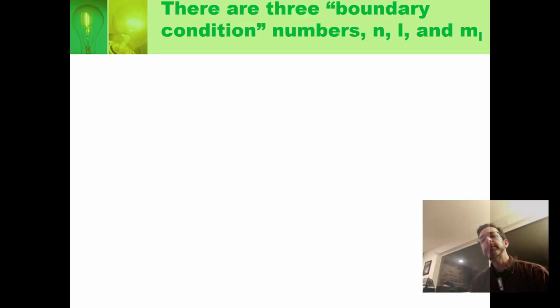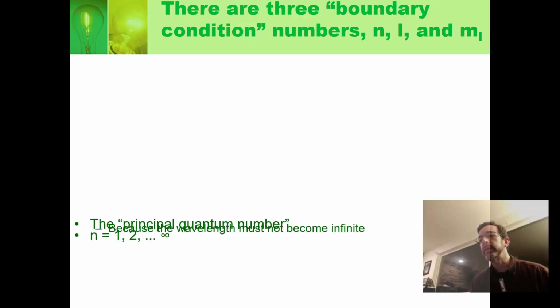Now you might have noticed there's also an L there. Because we are not dealing with a one-dimensional situation, we're dealing with a three-dimensional situation, we have multiple boundaries and we have multiple boundary conditions, and each of them has its own number. Each of them works in the same way as n, but each of them has its own effect on the wave. So this is where we get to the weird 3D math, and you're going to have to trust me on some of this. But there are 3 boundary condition numbers, n, l, and m sub l.